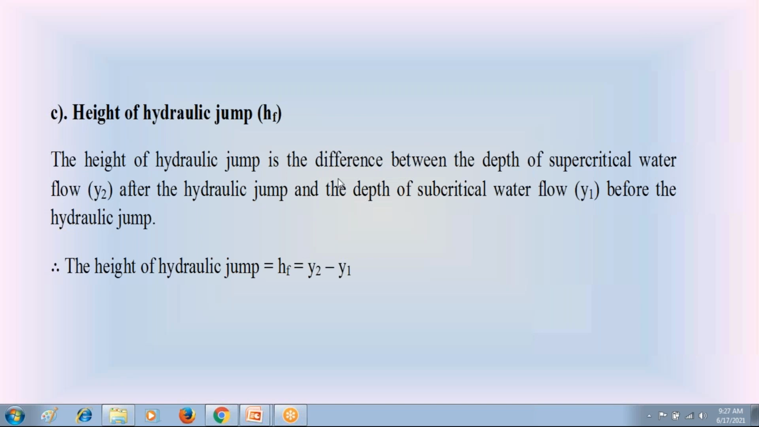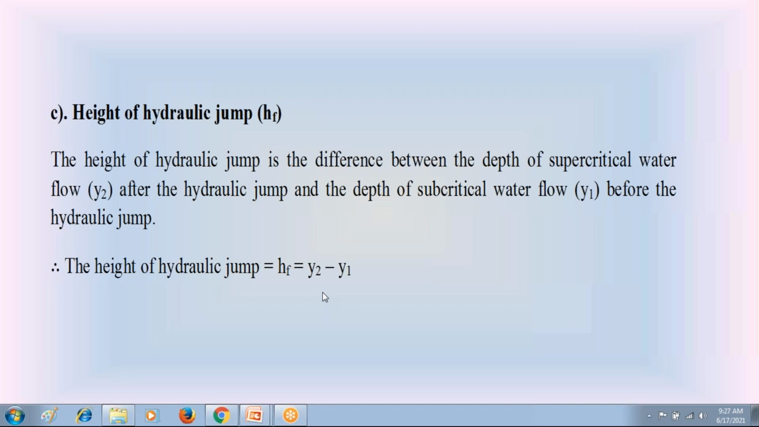Definitely in the short answer questions, this may be asked in the examination. What is the height of the hydraulic jump? For the 2 marks questions, you may get this. The height of the hydraulic jump is the difference between the water depth after the hydraulic jump in the subcritical condition, that is y2, minus the water depth y1 before the hydraulic jump in supercritical condition. That is called the height of the hydraulic jump, y2 minus y1.